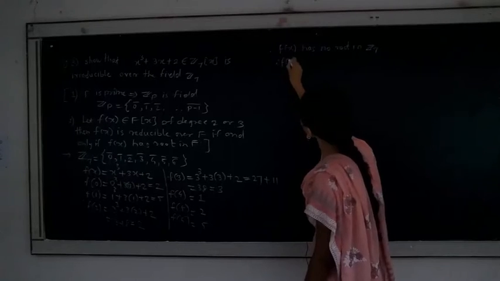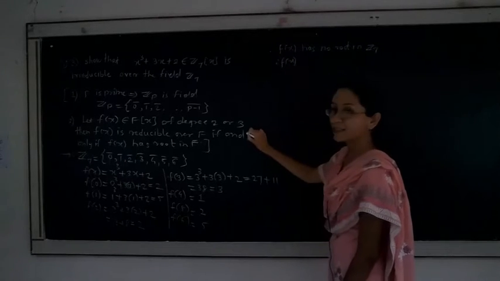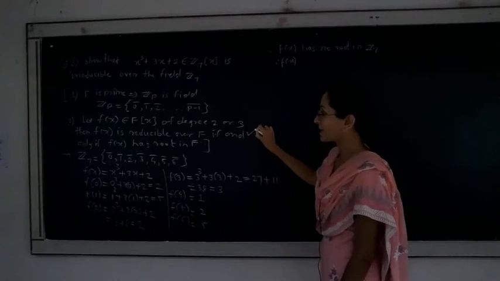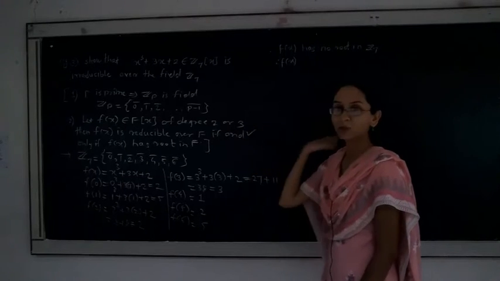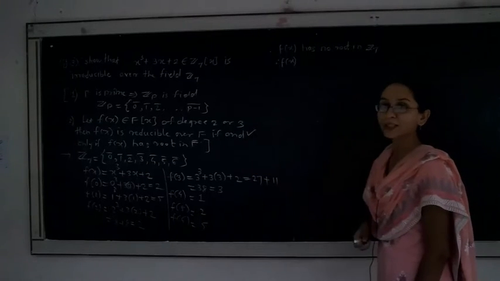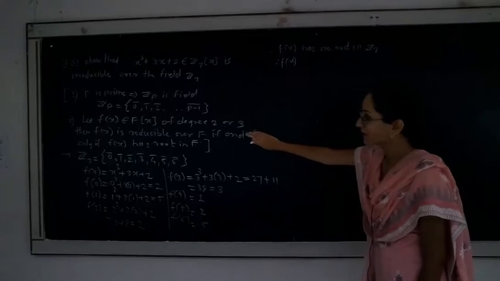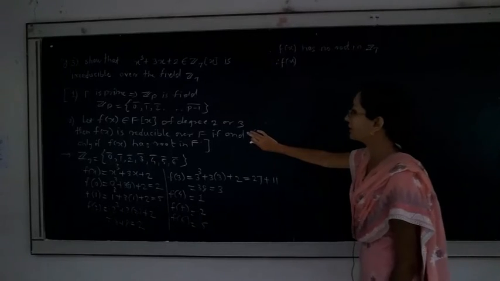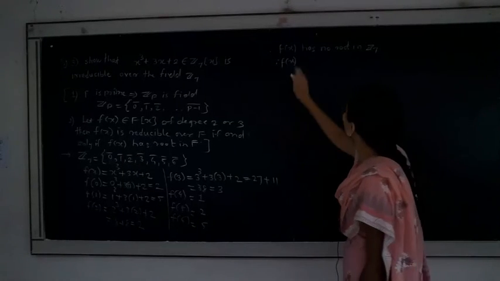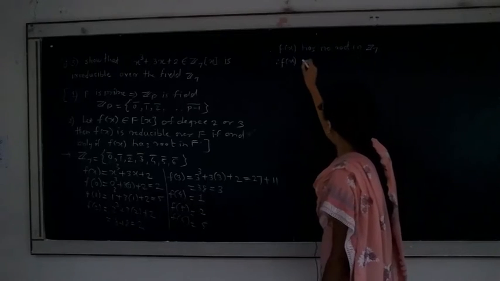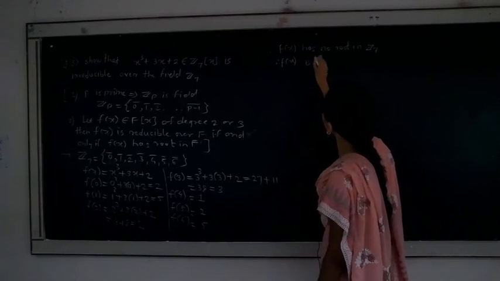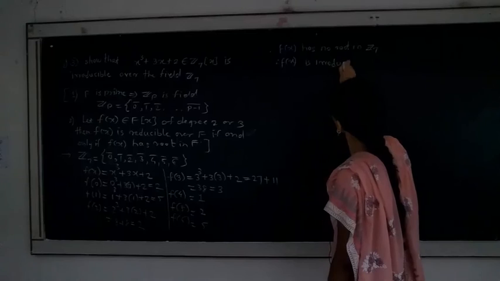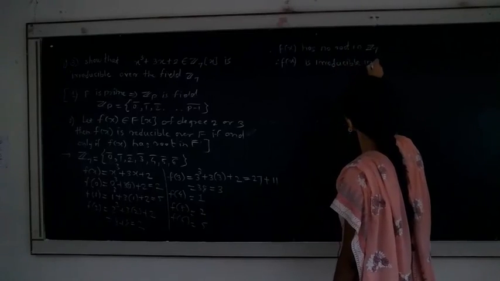Therefore f(x), by which result? By the result: if f(x) has degree 2 or 3, then f(x) is reducible over F if and only if it has a root in F. We already studied the proof of this result in, suppose, the first or second lecture. f(x) has no root in Z7, therefore f(x) is irreducible in Z7.